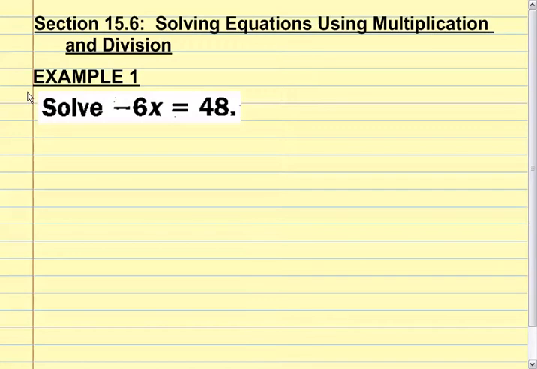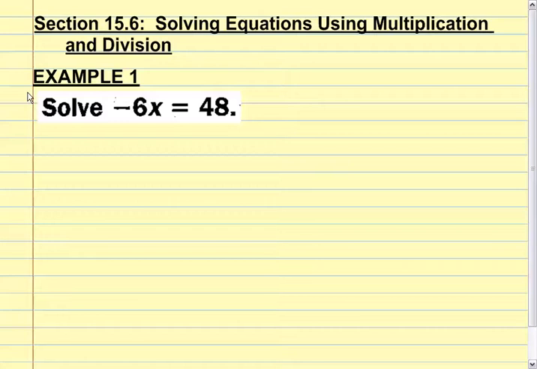Now, Gray, what are they telling us to do when we see the word solve? Okay, hang on. I'll come right back to you. Raise your hand if you know what it means when you see the word solve. What are they asking us to do? Get the variable by itself. Perfect. Now, Gray, let me come back to you. We need to get the variable by itself.